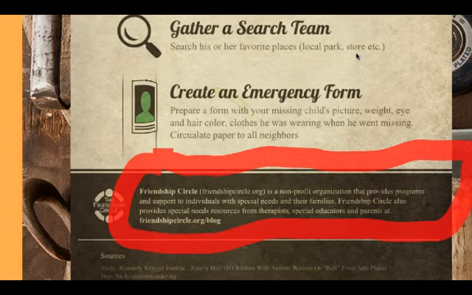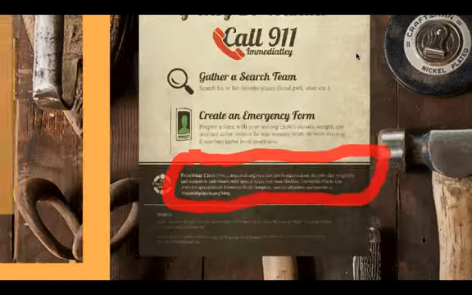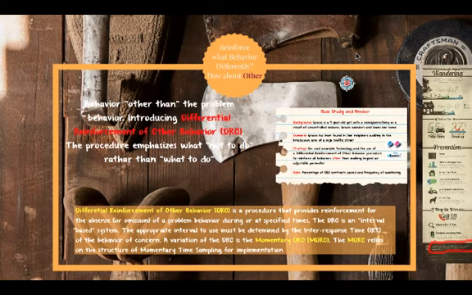This information, this infographic, by the way, comes from Friendship Circle. The website is friendshipcircle.com. It's a nonprofit organization that provides programs to support individuals with special needs. I just wanted to bring that to your attention because there's a great infographic right here that we actually used as part of Gracie's plan. So there we have it.